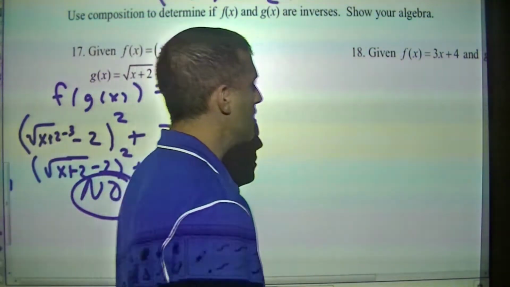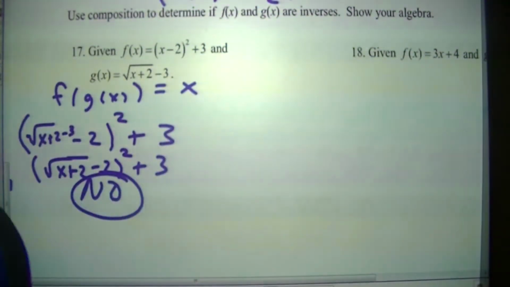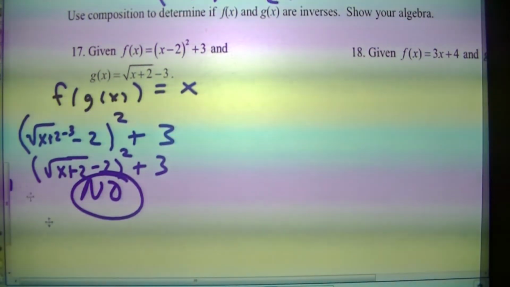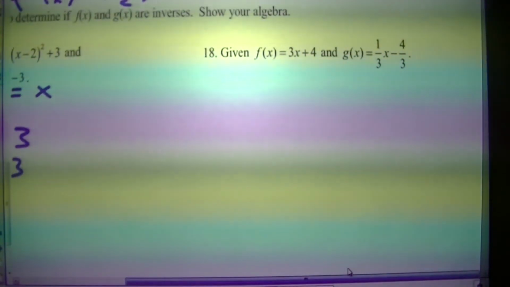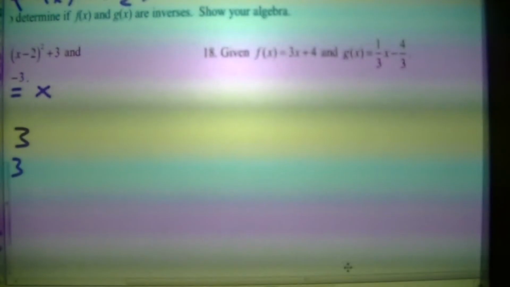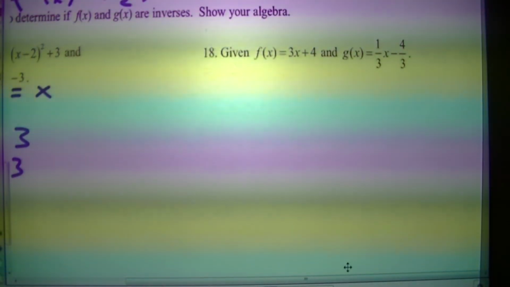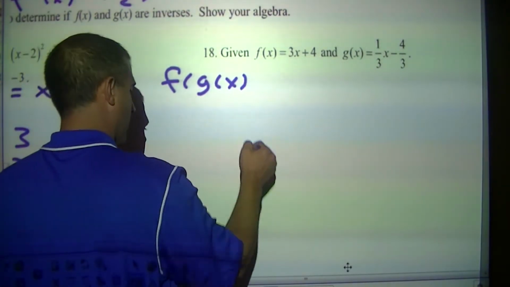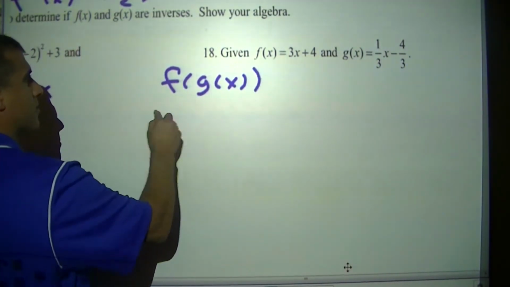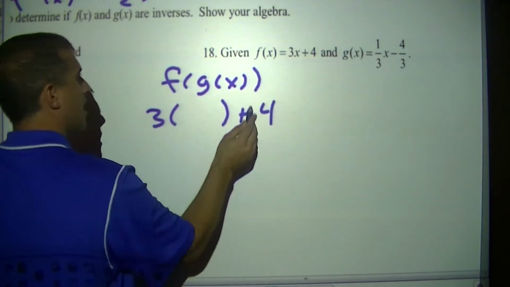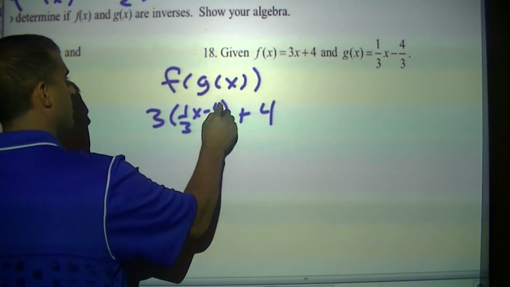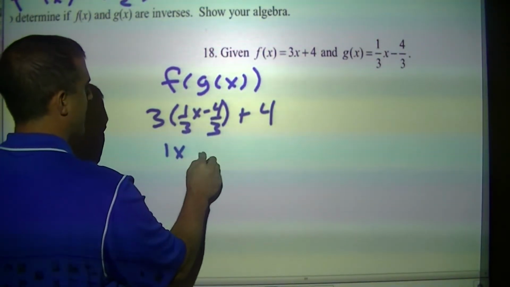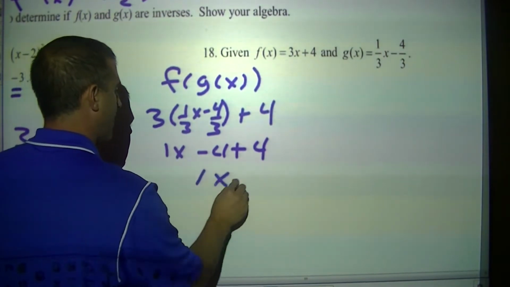All right, this one, let me see what that is real quick. All right, I would start with f of g of x. So I'm going to start with 3x + 4, and I'm putting 1/3 x - 4/3 in there. When I multiply that, that's going to be 1x - 4 + 4. So I get 1x. Okay, that's good.